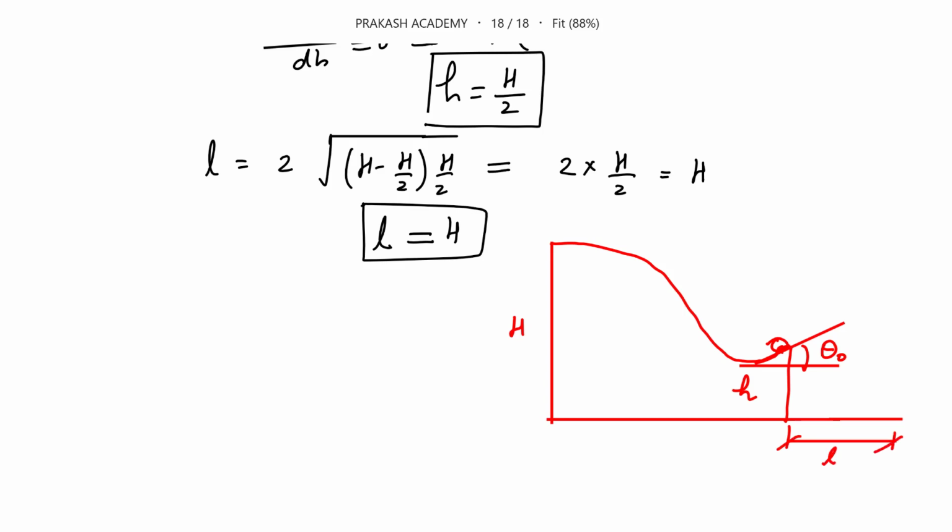Once again, this will follow a parabolic path, something like this. So in this case, how will you find the maximum L? What will be the maximum L in this case? Let us discuss all this in the comment box.